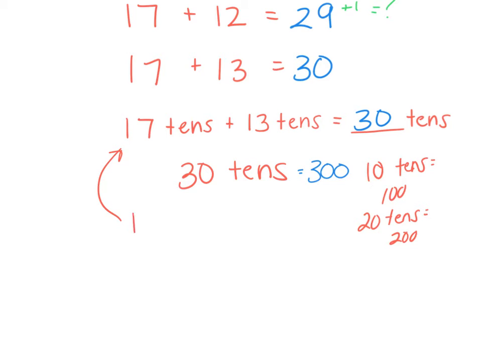So then what does this problem actually look like written out as a whole equation? Well, 17 tens is the same as 170, plus 13 tens is the same as 130. And when you add those two numbers together, you get 300. So both of these are basically the same type of equation. One's just written out in numeral form, and this one's written out in unit form. But they both equal 30 tens is the same as 300.